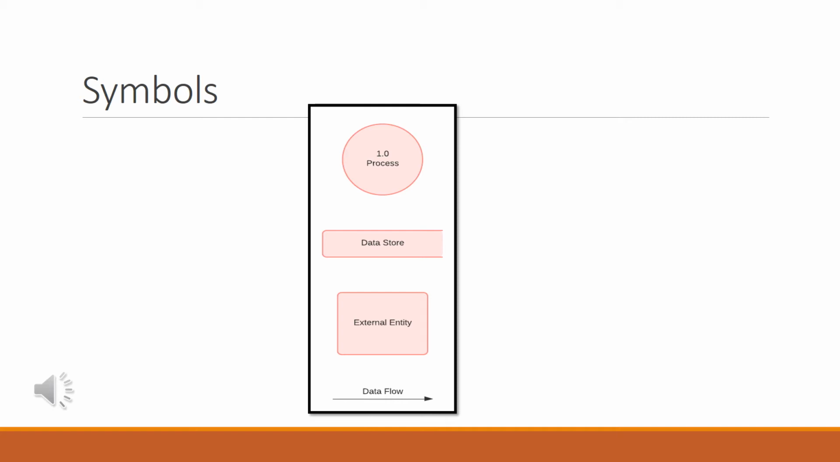Then we have the third one, this is the square. It represents the external entity, which is the source of the incoming data, from where our data is coming. And the last one, the arrow, it is representing the flow of data inside the system. So all these symbols we are using in the DFD to represent the information flow graphically.